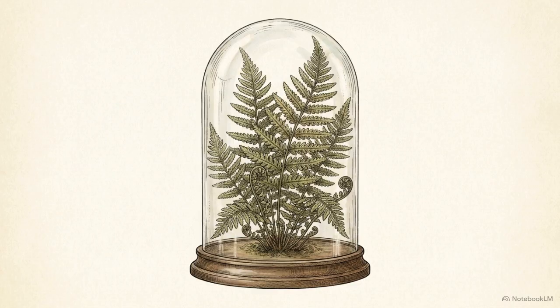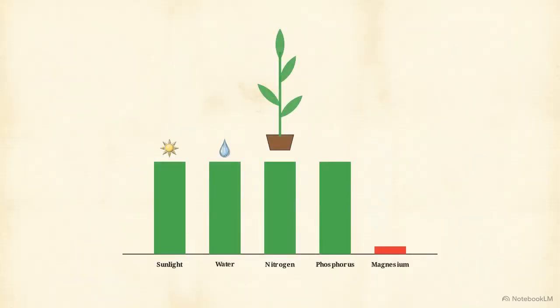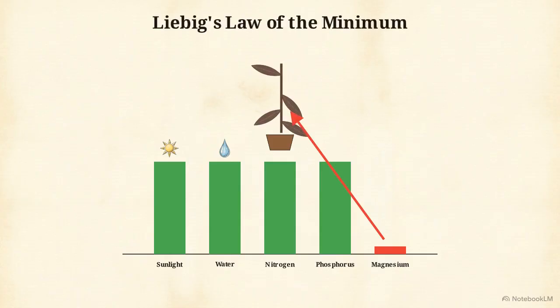In 1840, Justus von Liebig observed that biological growth is not controlled by the total amount of resources available, but by the single nutrient in shortest supply. Perfect sunlight and water mean nothing without trace magnesium. This is Liebig's law of the minimum.